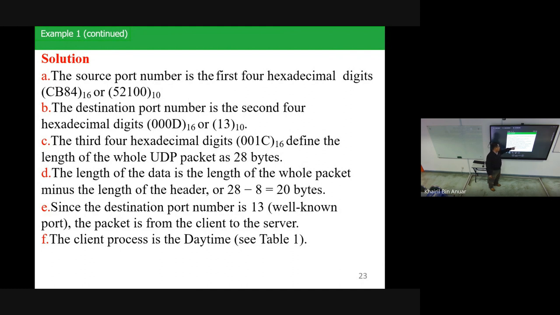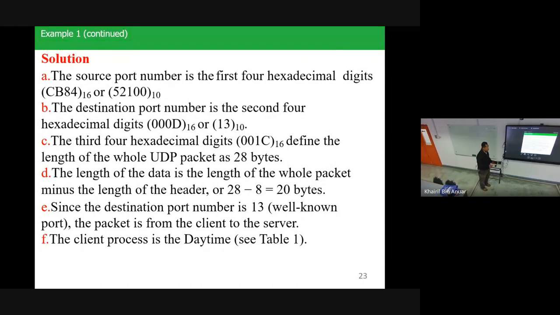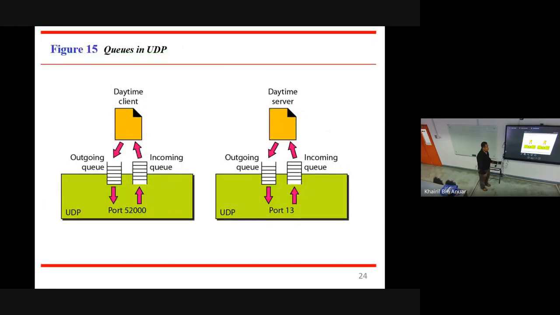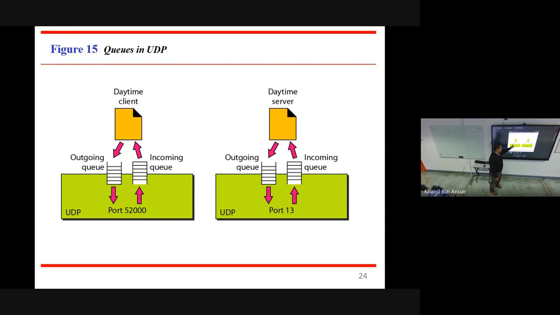And since the destination port number is 13, this means the packet is from the client to the server. The destination is port 13, so you know that this is from client to server. And the client process is the daytime process, so you have to refer to your table. I don't think you can remember this, but if it's given in a table, you can identify it. Here it seems that they are using port 52100 for the client process, and port 13 as the server port itself.